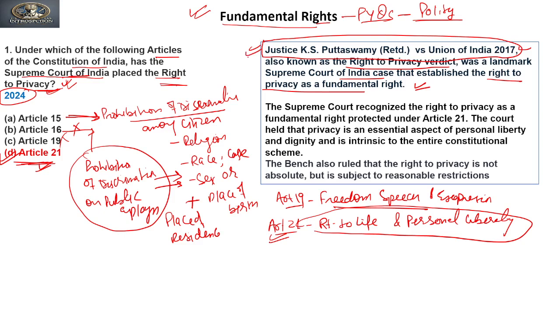Under this judgment, the Supreme Court established that the right to privacy is also a fundamental right, protected under Article 21. The court held that privacy is an essential aspect of personal liberty and dignity and is intrinsic to the entire constitutional scheme. The bench also ruled that the right to privacy is not absolute but is subject to reasonable restrictions. So through the Puttaswamy judgment, the Supreme Court put the right to privacy under the right to life and personal liberty. Clear? So this was asked in 2024.